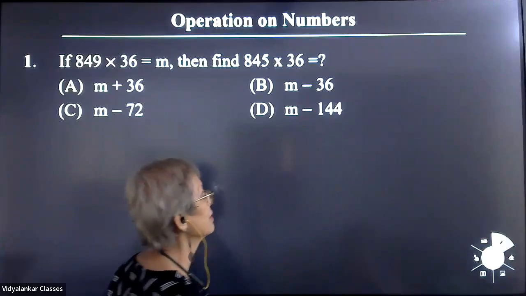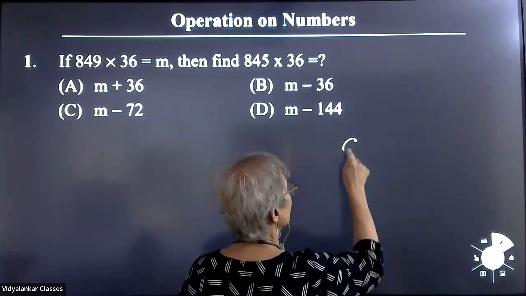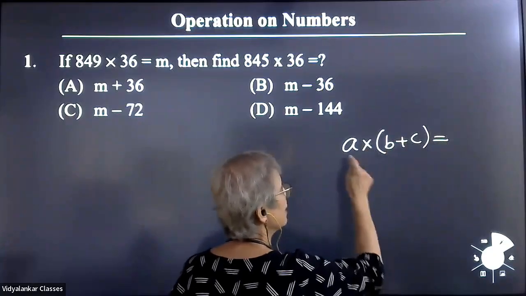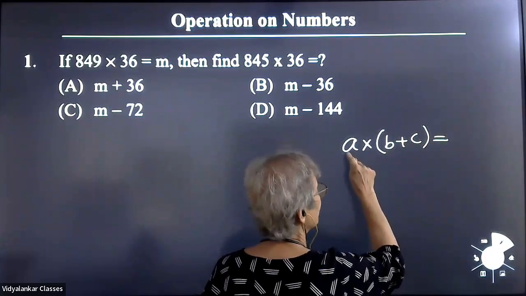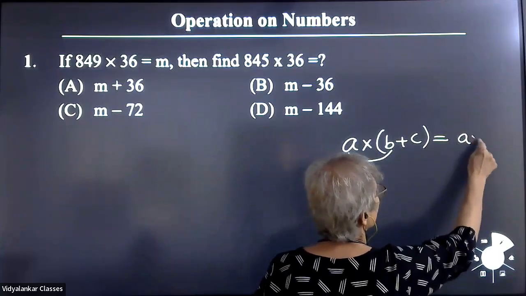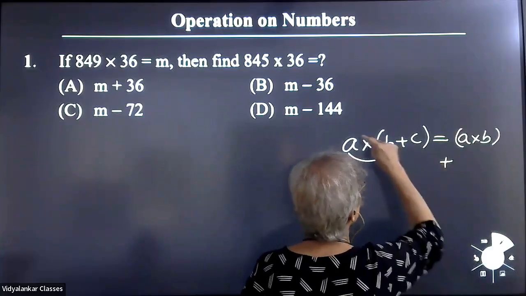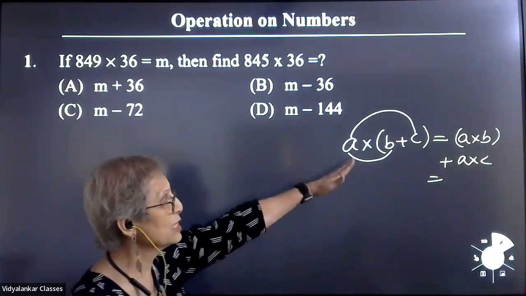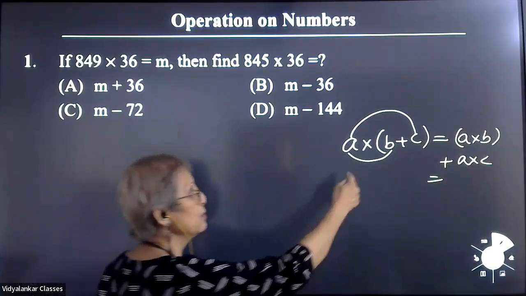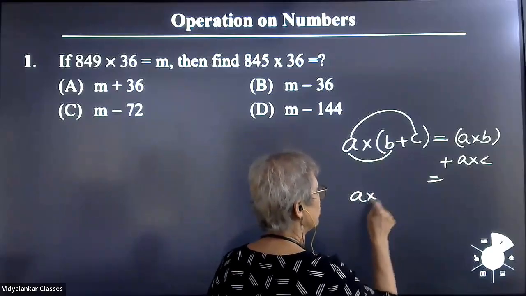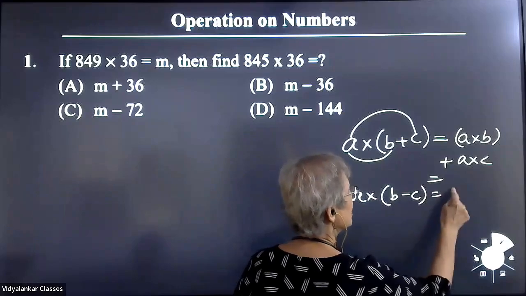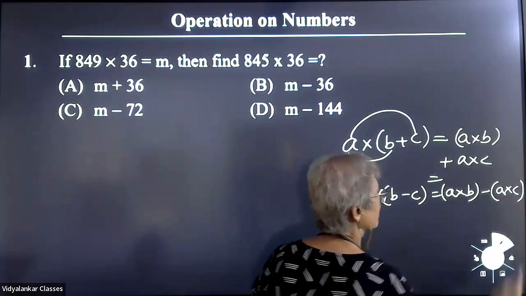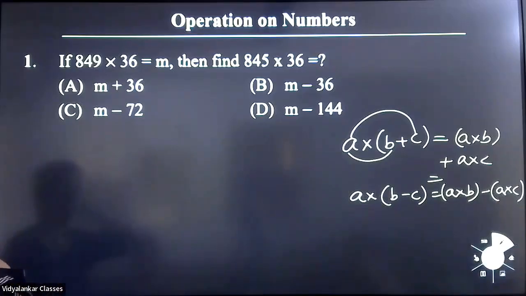Let us see what it is. The property is A into bracket B plus C equal to... Here we are going to multiply both the terms which are in the bracket by A, so A into B plus A into C, and then we can simplify. Okay, so this property we are going to use here. Suppose if it is minus, the other way also we can write: A into bracket B minus C is equal to A into B minus A into C. Right? So let us see how we can apply this property here.